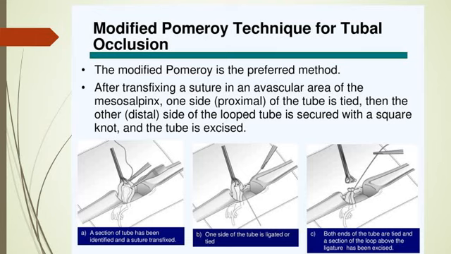The modified Pomeroy's method is the one which is being done now. Here the tube is lifted up, the loop is made, and on one end the transfixation suture is put in the avascular area, otherwise there will be bleeding. So the avascular area of the mesosalpinx is seen, and one side of the tube is tied, then the other distal side of the loop is secured with a square knot. So this loop has formed, and then later on it is cut. The knot is cut.